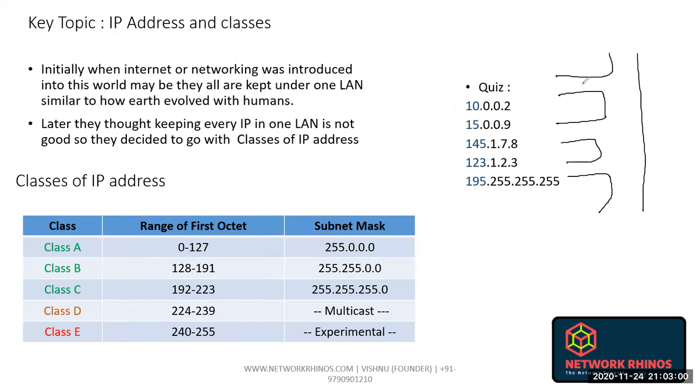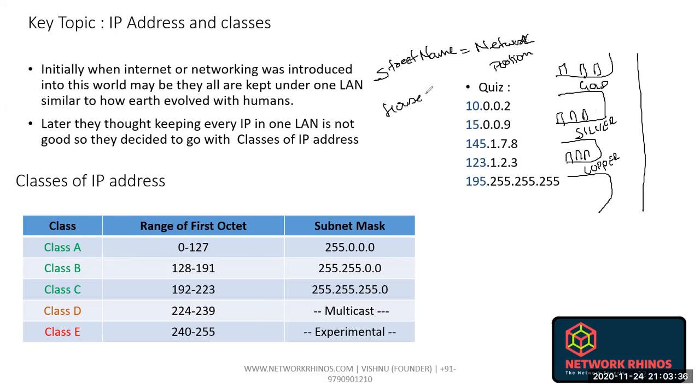The first street name is gold. Second street name is silver. Third street name may be copper. Imagine that I have three houses in all these three streets. Remember this dummy keyword: street name is equal to network portion, and house number is equal to host portion.